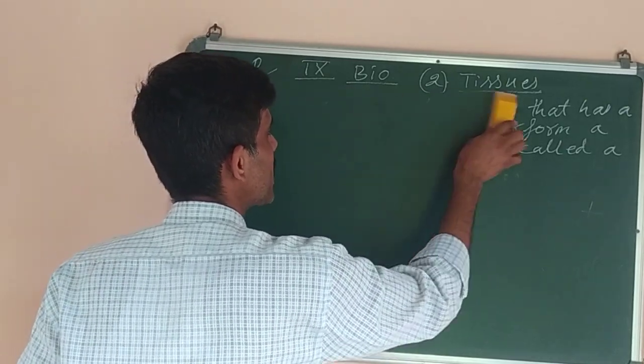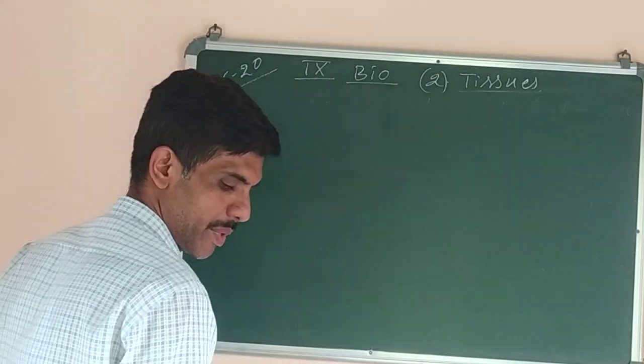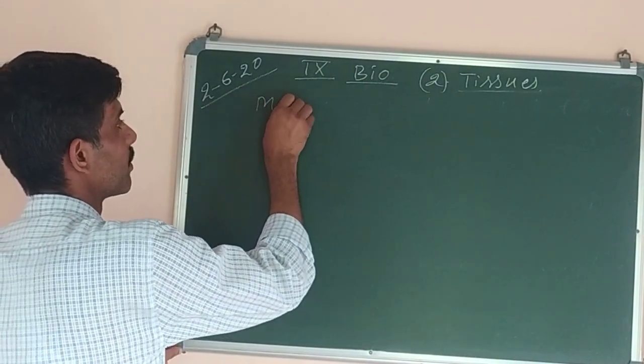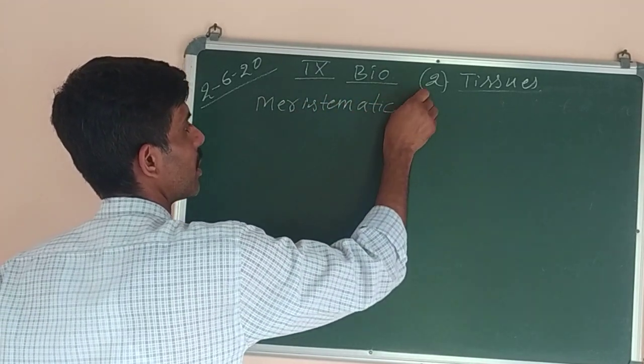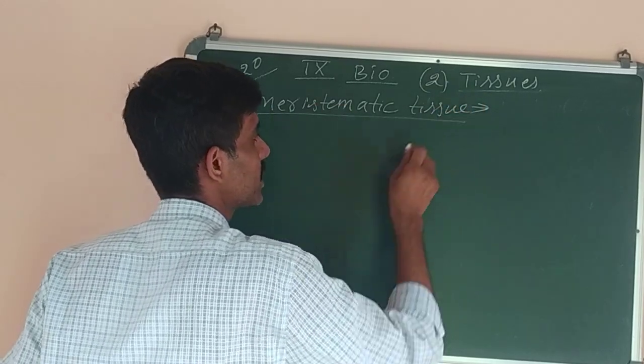Okay, now the next one is meristematic tissue. What is meristematic tissue? It is made up of cells which have the power of division. We have to study its location and characteristics.